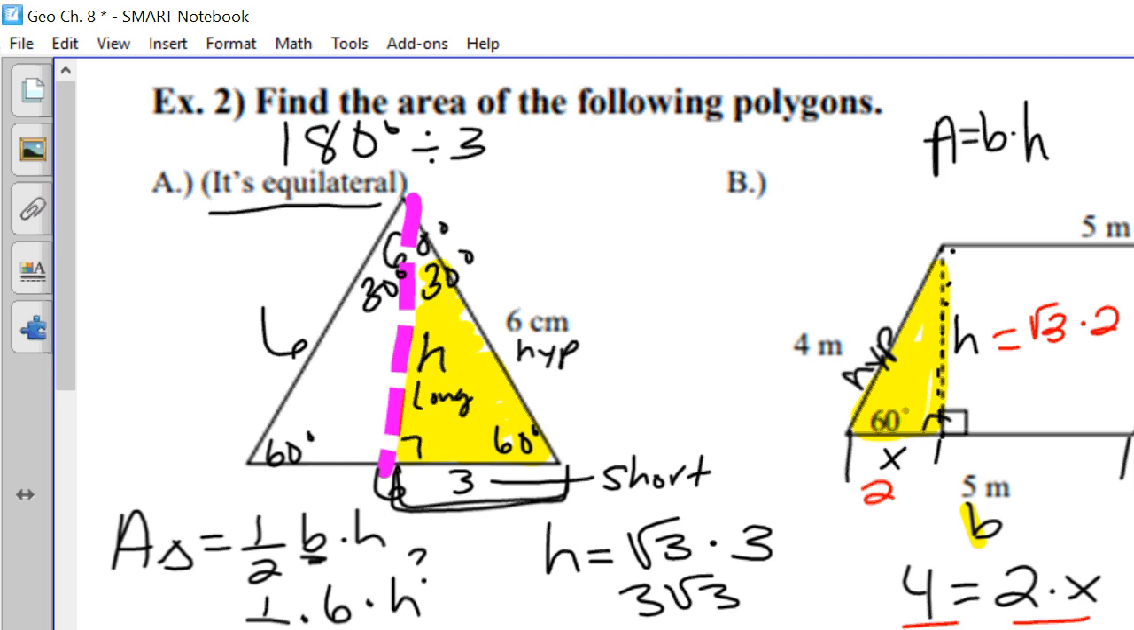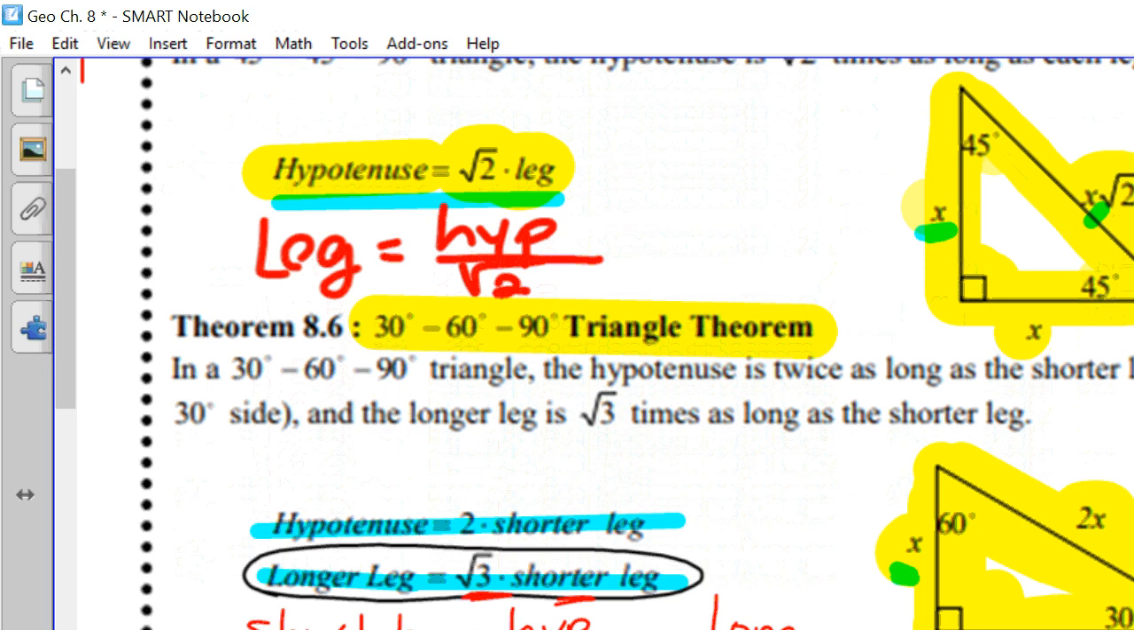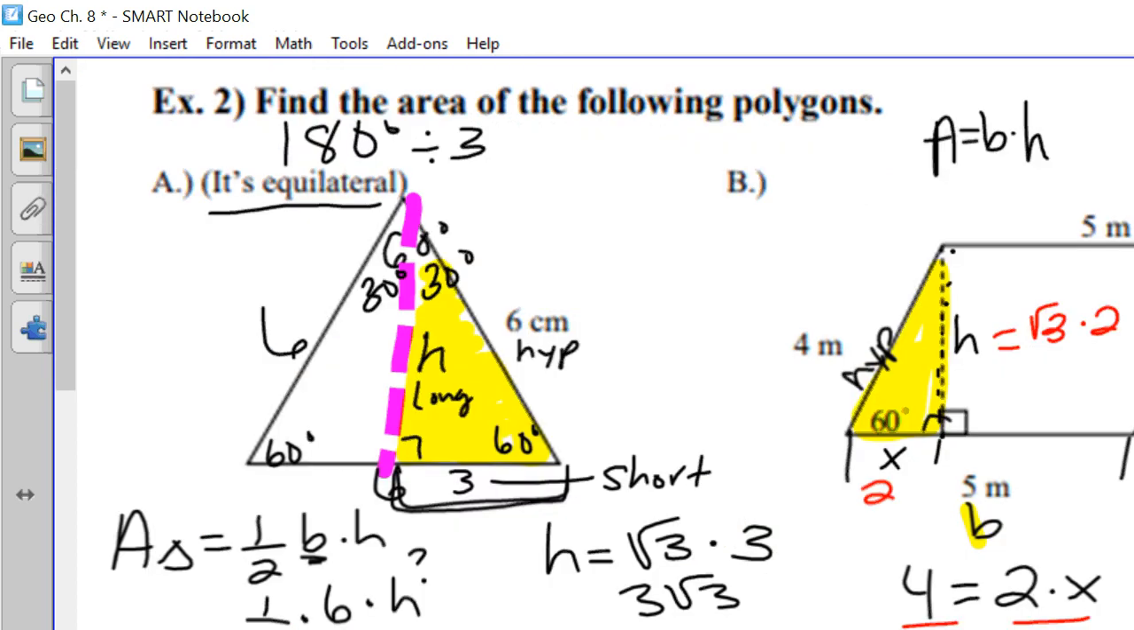So let me show you again. It's root 3 times the short, but we write it as 2 root 3. Don't be fooled. Okay, so now let's find the area. The area is the base, which is 5, times the height, which we calculated to be 2 root 3.